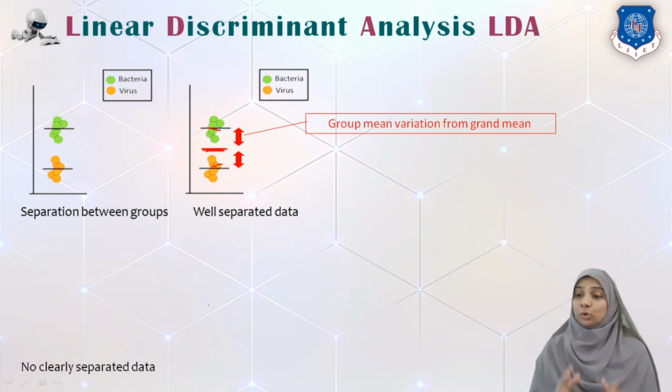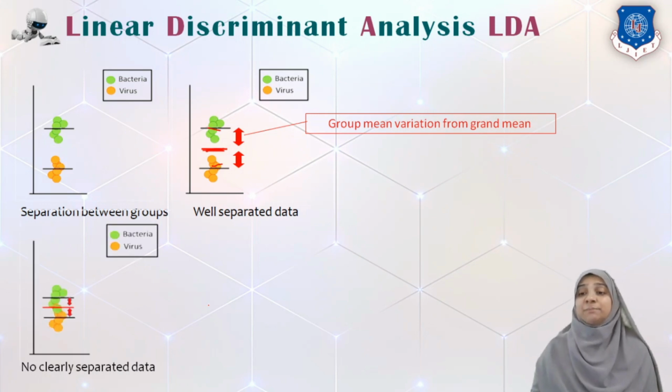So here the group mean variation from the grand mean, or complete data set mean, is also calculated. So the group mean is how it is different from the inter-class mean. If it has a larger difference, we would say it is well separated data.